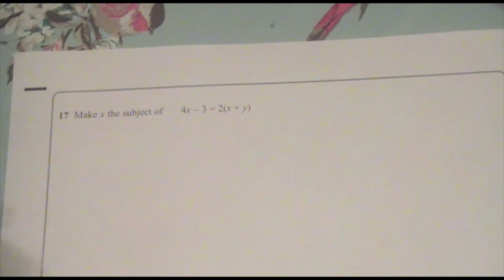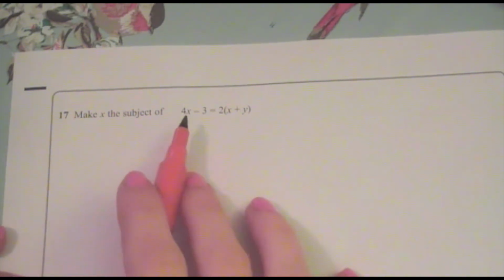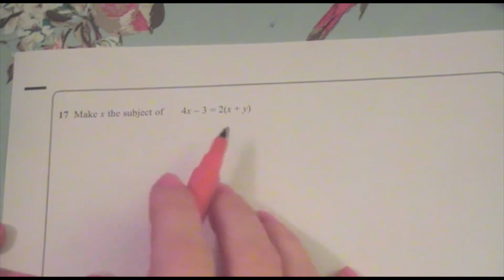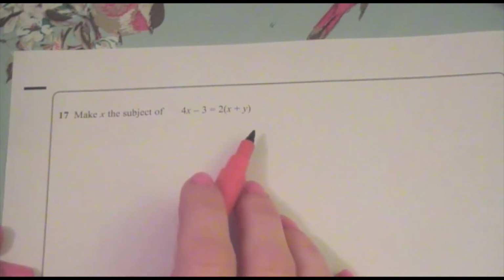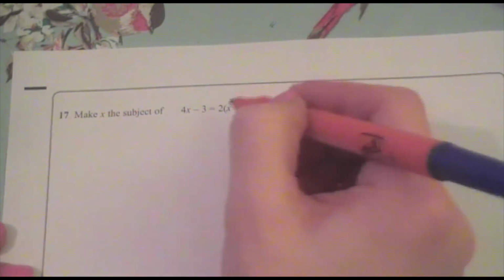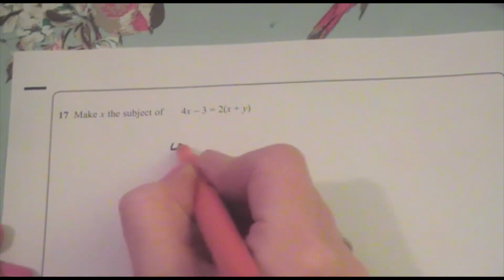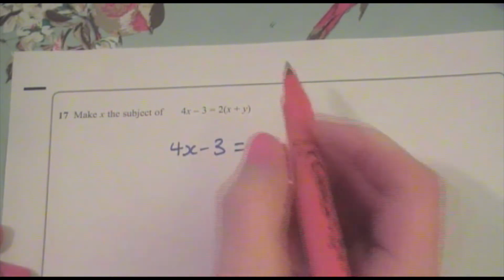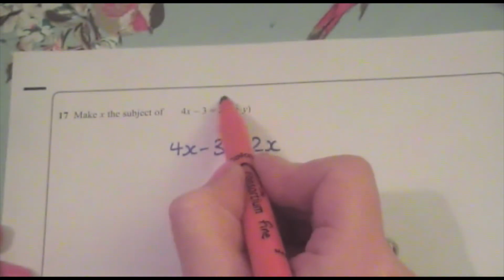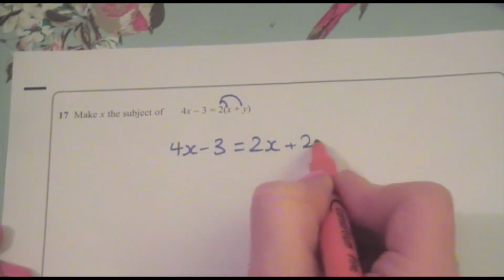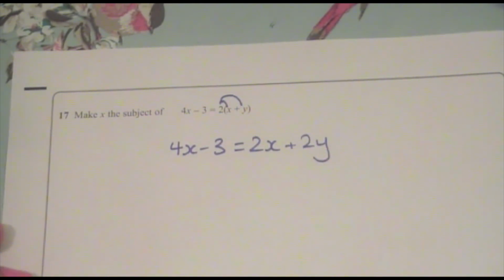Question 17 asks me to make x the subject of this equation here. So I've got 4x take away 3 equals 2 brackets x plus y. The first thing that I'm going to do is multiply out the brackets, because I don't like brackets being there. So I've still got 4x minus 3 on the left hand side. But I need to do 2 times x, which gives me 2x, and then 2 times a positive y, so I get plus 2y. Okay, I'm trying to make x the subject of the formula, so I'm going to try and make sure that I've got all my x's on one side.